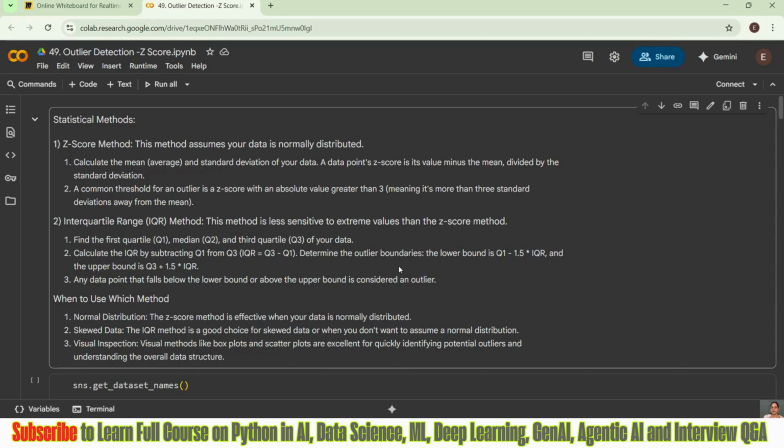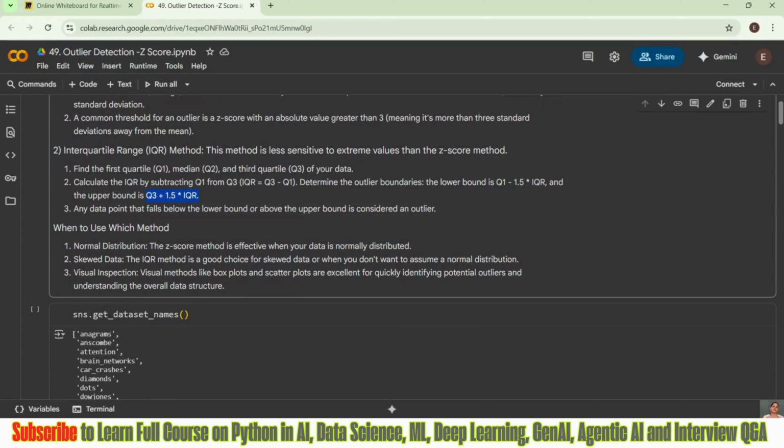Then determine the outlier boundaries. So if we want to determine the outlier boundaries, how can we do it? The lower boundary is Q1 minus 1.5 times IQR, and the upper boundary is Q3 plus 1.5 times IQR. These are the two boundaries. Beyond them, we are going to consider the points as an outlier or anomaly.